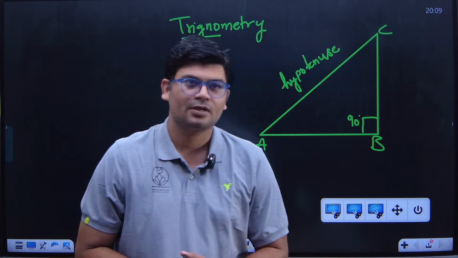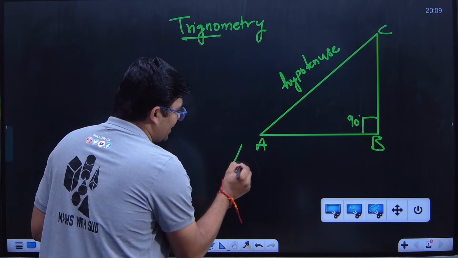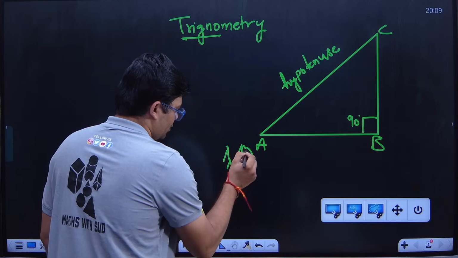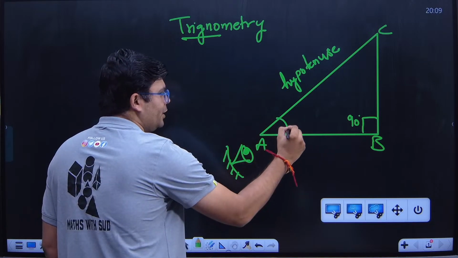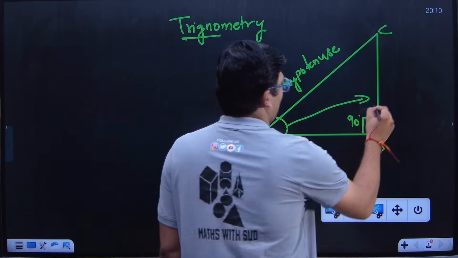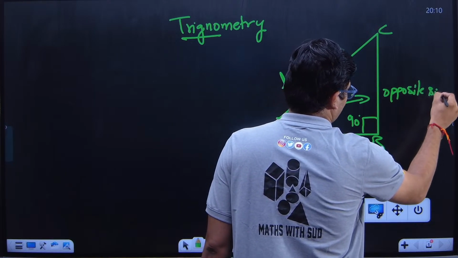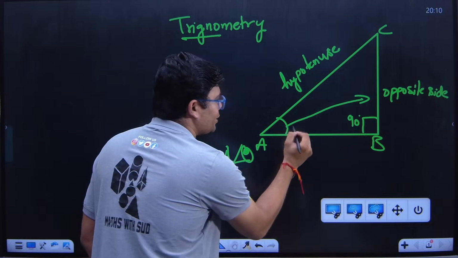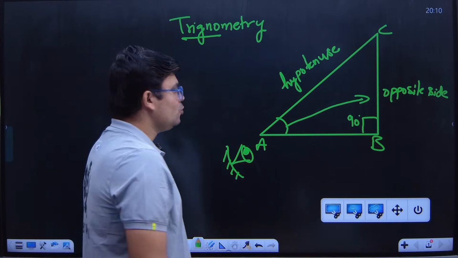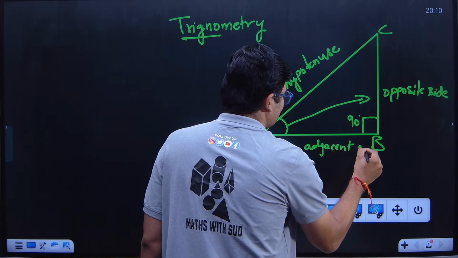All right. Now, if I consider this angle, and if I put your eyes at this place, the side in front of this angle is known as the opposite side. The side which includes the angle apart from the hypotenuse is known as the adjacent side.